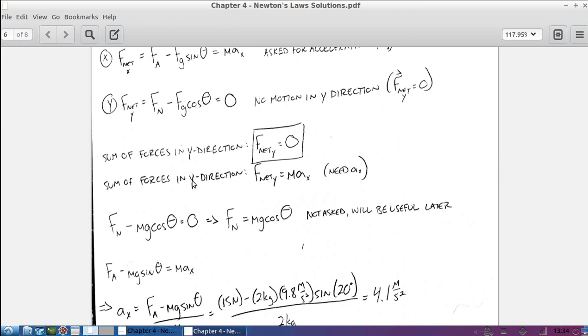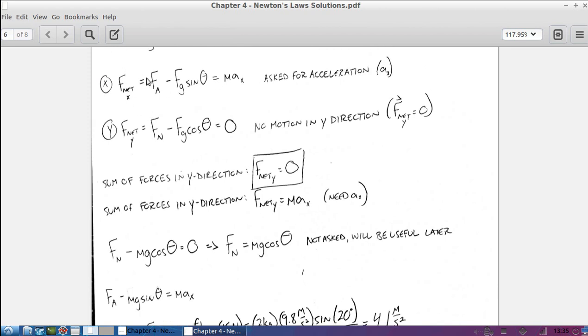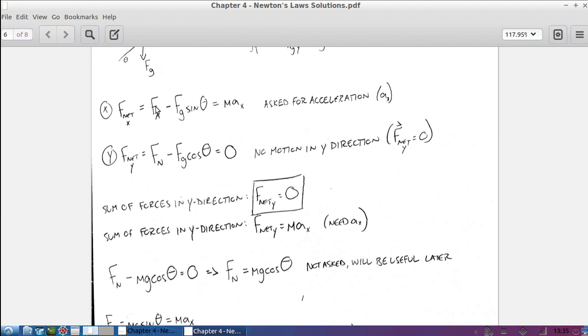So this is actually another typo. Sum of forces in the x direction: F net in the x direction is ma. So that corresponds with this right here. Sorry about that typo. So what I'm going to do is, this has everything, right? I think I could use this to solve for the acceleration of the system because I've got m, I've got g, I've got theta, I've got the applied force.